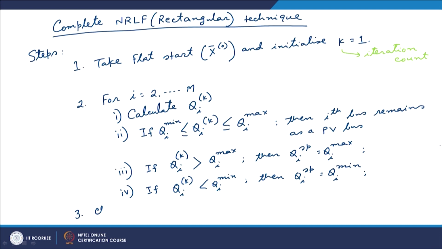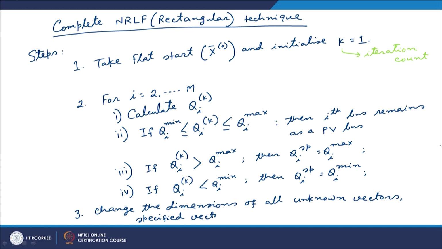The third step is to change the dimensions of all unknown vectors, specified vectors and Jacobian submatrices properly, as we have now discussed. After we finish this for all these PV buses, accordingly we change the dimensions of unknown vectors, specified vectors and the Jacobian submatrices properly. Once we do that, the algorithm continues.